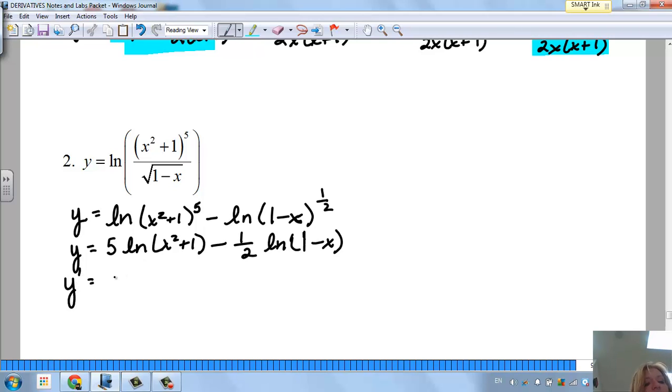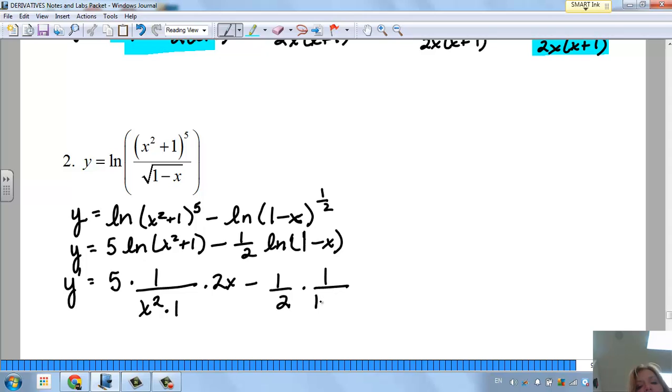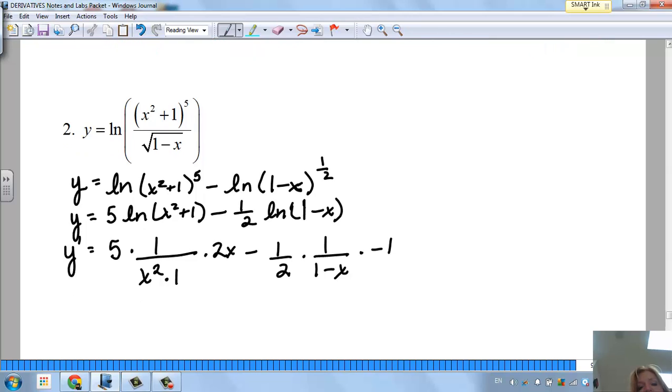So y prime is 5, the derivative of natural log is times 1 over u times u prime, which inside is going to be 2x, minus 1/2 times 1 over 1 minus x, and the derivative of negative x is negative 1. Still got to do the chain rule, guys. So you have y prime is going to be, let's look at this one, 10x over x squared plus 1 minus, actually it turns plus because I have a negative times a negative, plus 1 over 2 times 1 minus x. That is the derivative.